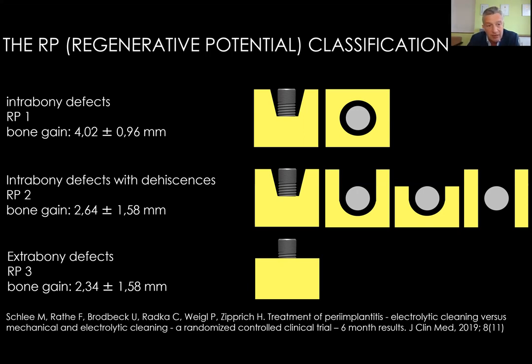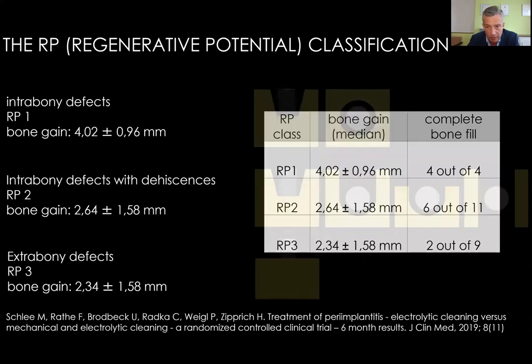The average bone gain in intrabony defects was 4 millimeters, 2.6 in RP2 cases, and 2.3 in RP3 cases. That hints that we have to take care not to treat all the implants. Maybe those with massive extrabony defects still need to be removed, but we have too little data to have a clear treatment tree now. This is the task of the future, to collect more data to give a clearer and better recommendation on which implants should be treated and which should be removed.